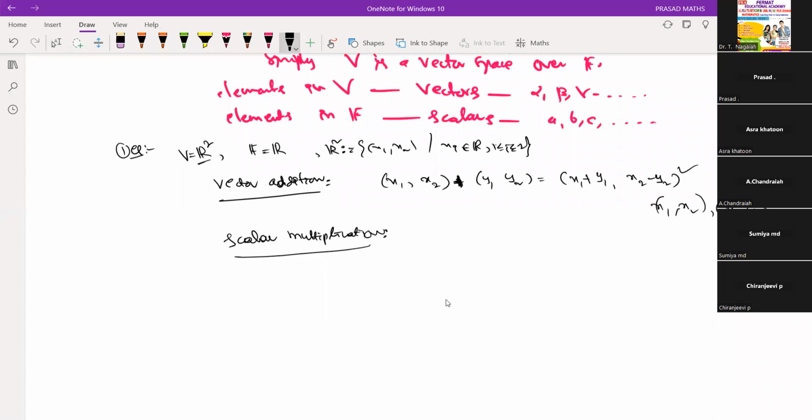So therefore, x1 comma x2 is defined by, it is a scalar. This is a scalar, this is a vector. Therefore this operation is defined by ax1, ax2. The question is, is V a vector space? Is it a vector space or a field?